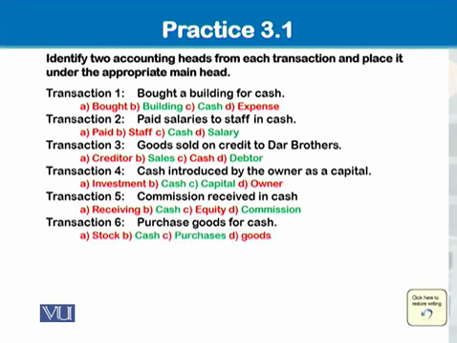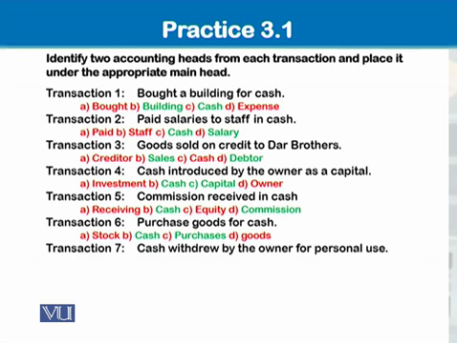Next comes transaction number 6, purchase goods for cash. So again we are paying cash, it's a cash transaction, and since it's a cash transaction, cash is there, and because of purchases, the purchases is the second accounting head involved in this transaction, cash and purchases.